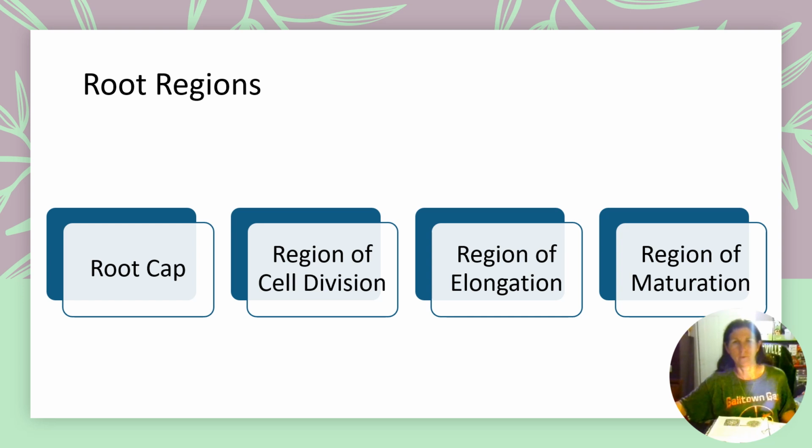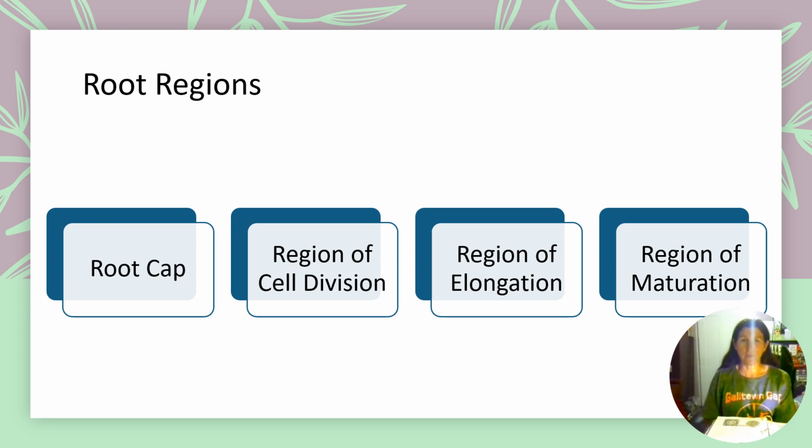All right, so there are 4 different regions of the root: the root cap, region of cell division, region of elongation, and region of maturation. The root cap is at the very bottom of the root, and it's made of a cluster of parenchyma cells. As those cells get sloughed off, it creates a slimy material, which actually helps the root grow farther down into the ground. So that's pretty neat that it's able to do that.